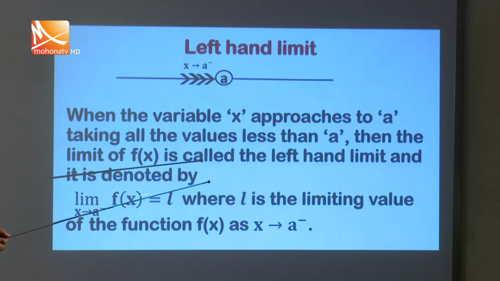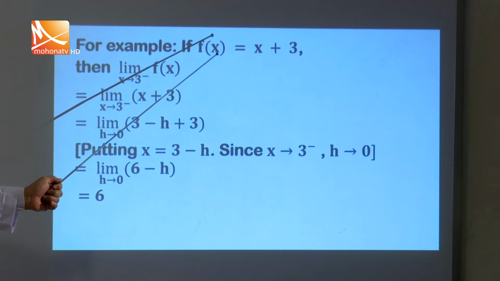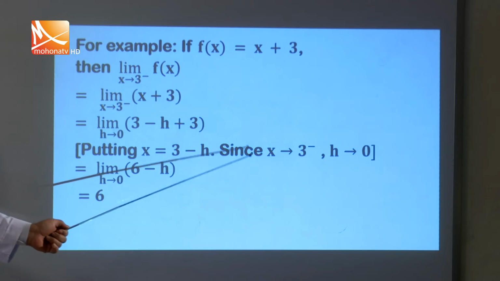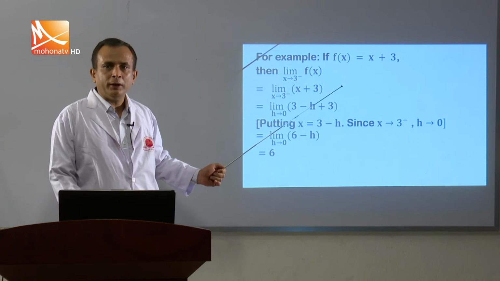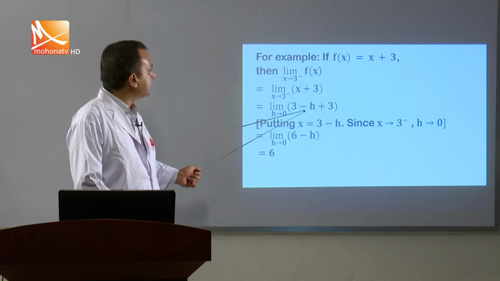Okay, now we are going to cite an example. For example, f of x equals x plus 3. Then limit x tends to 3 minus f of x equals limit x tends to 3 minus of x plus 3. If we put x equals 3 minus h, then as x tends to 3 minus, h tends to 0. Dear student, then the limit will be limit h tends to 0 of 3 minus h plus h.